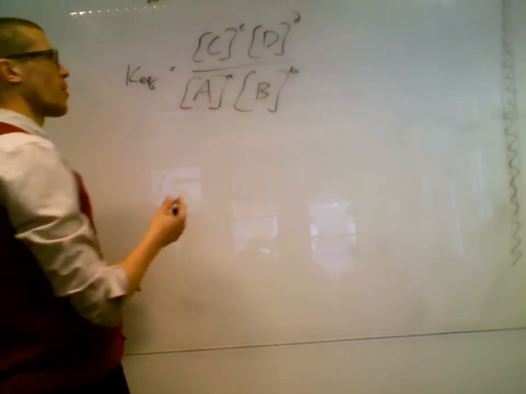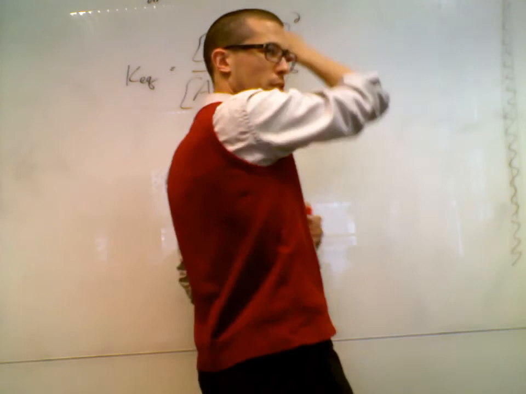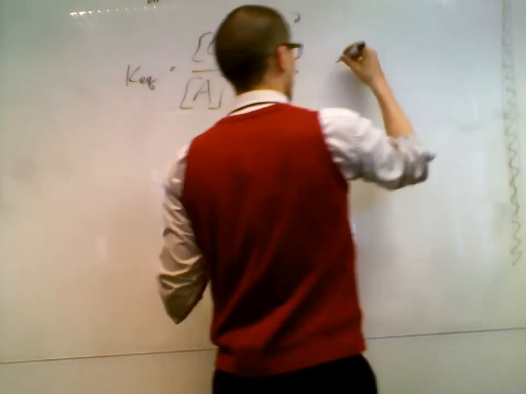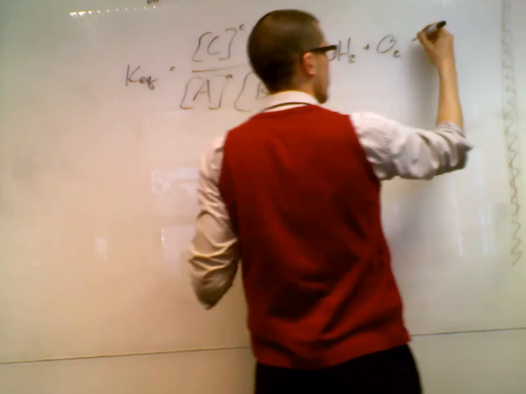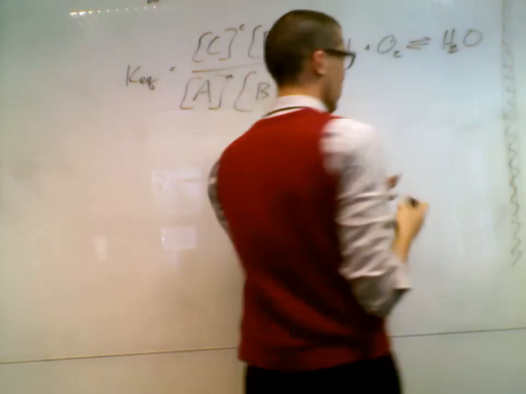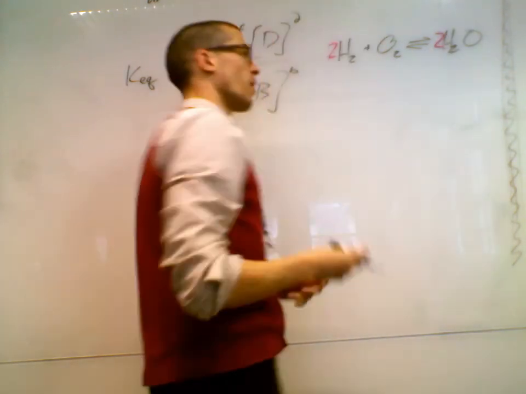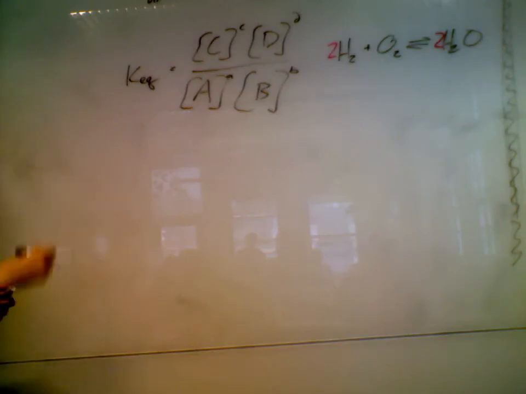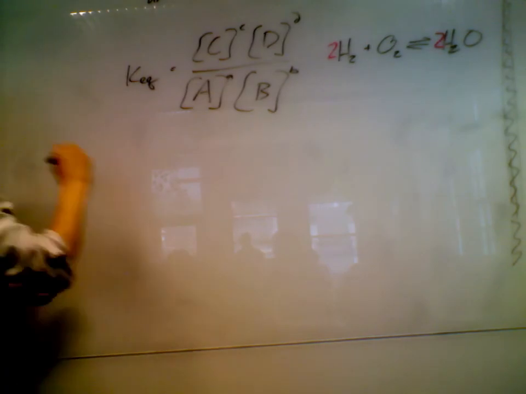So if you have an example, I like to give a simple example for this one, so it shows that this is pretty flexible. If you have an equation like this, H2 plus O2, and that's in equilibrium with H2O. First of all, it's not balanced, we're going to balance it, so I'm going to do this and that, and now it's balanced.